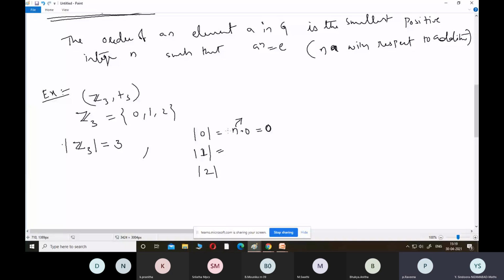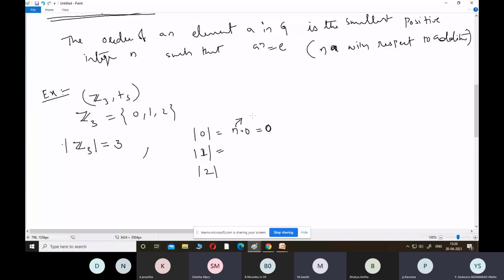Give me an answer. What should I substitute in place of n? 3. 0 is not a correct answer. Why? Because it should be a positive integer. It should be the smallest and it should be positive. Okay, so give me the next number.